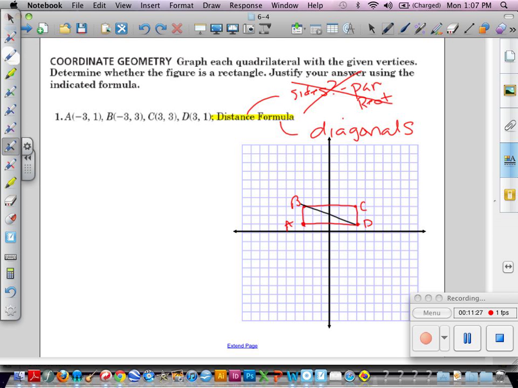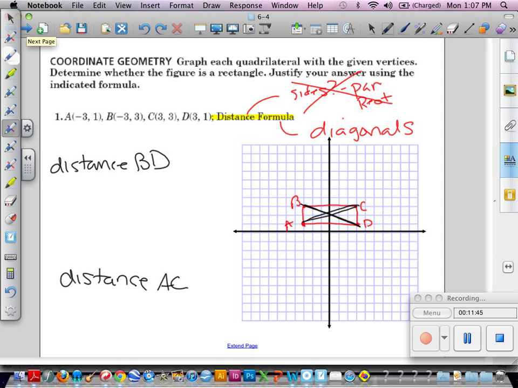All right, so I'm looking at my diagonals. I need to find the distance of BD, and I need to find the distance of AC, the other diagonal. So I'm going to use my distance formula. I'm going to take my B and my D: negative 3 minus 3 squared plus 3 minus 1 squared. That should get me BD.